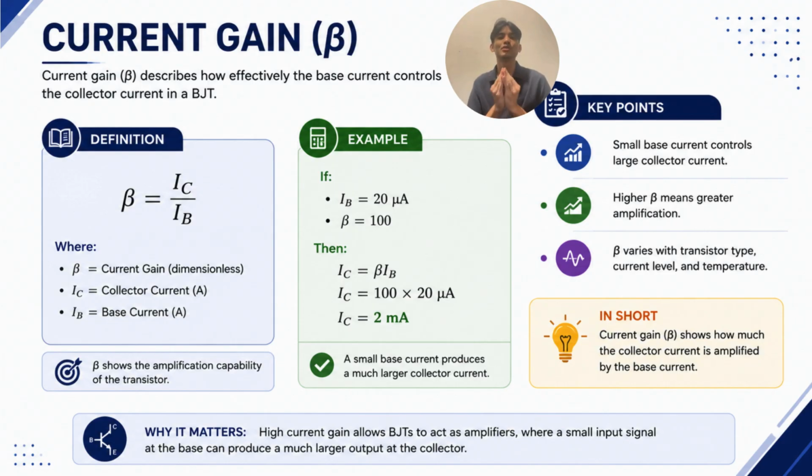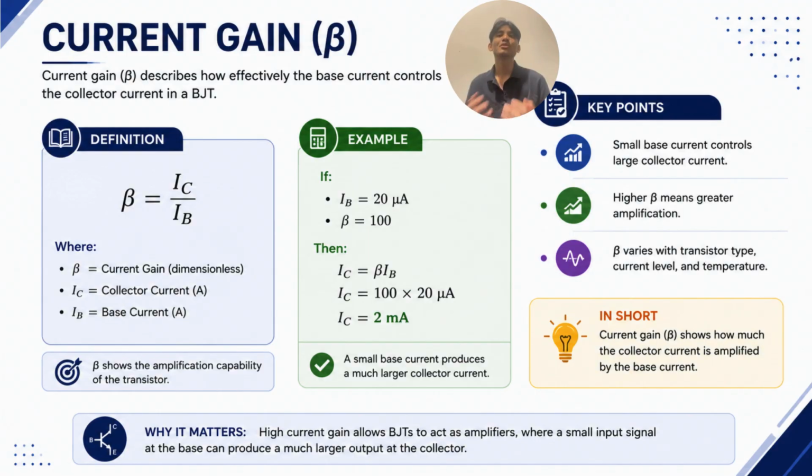Now let's move on to another important parameter of a BJT, which is its current gain, represented by beta. Current gain shows how effectively the base current controls the collector current in a transistor. It is defined as beta equal to IC over IB. This means that even a small base current can produce a much larger collector current. Therefore, a higher beta value means the transistor has a greater ability to amplify signals.